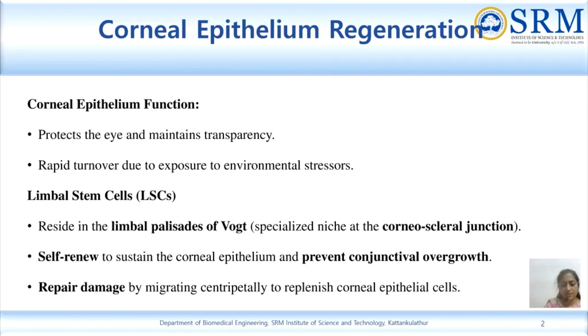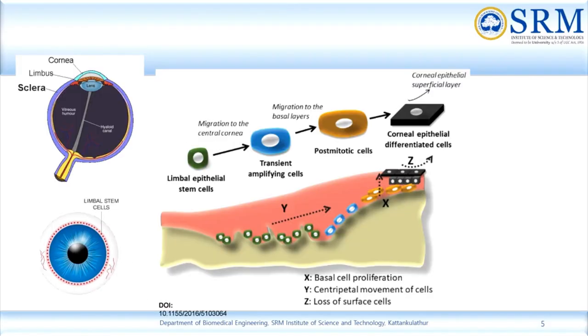So to help in the corneal epithelial regeneration, we have something called the limbal stem cells. The limbal stem cells reside in the limbal palisades of Vogt, which is a specialized niche at the corneoscleral junction. So this is the cornea of the eye. This is the sclera region. At the junction, we have the limbal stem cell.